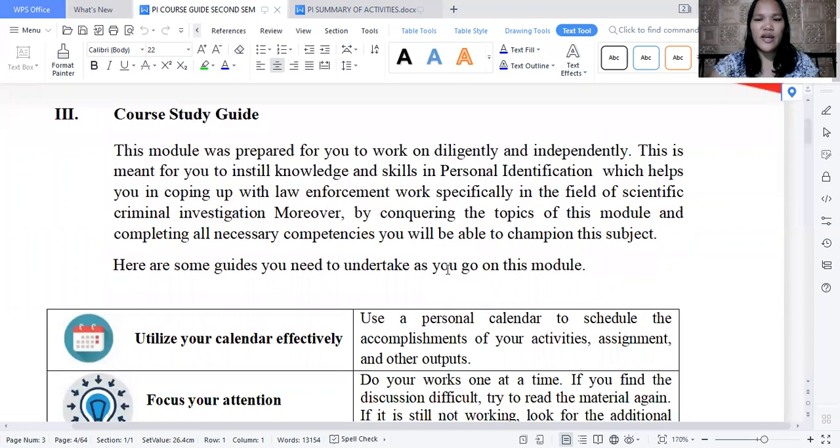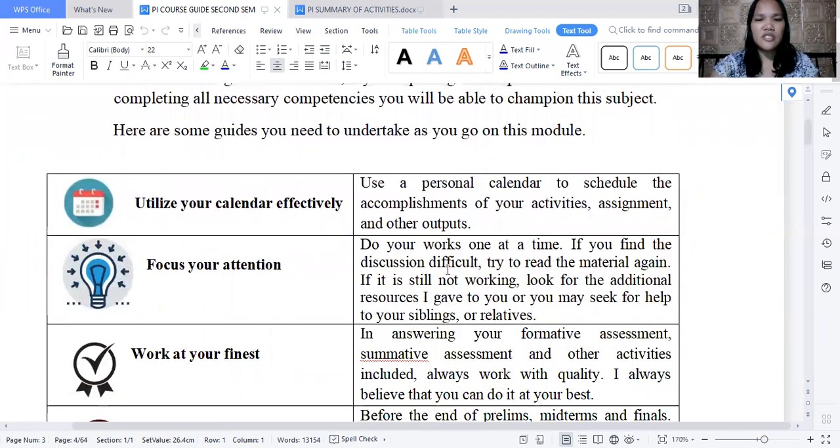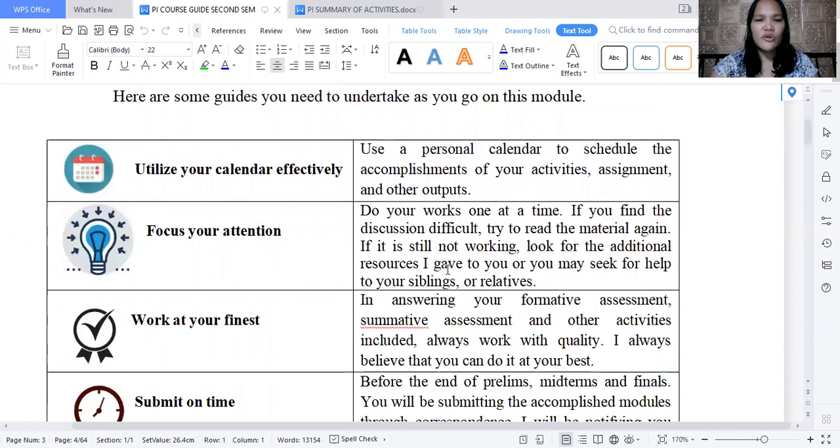For you to be guided, these are some of the icons that you could refresh or review, for you to know what is expected and how you would do this module, and to avoid stress. First thing is that you have to utilize your calendar effectively. Make the necessary schedule as to the submission. Mark on your calendar the deadline, the due date, so that you will not be cramming by the time the assignment or requirements will be closing in your Canvas.